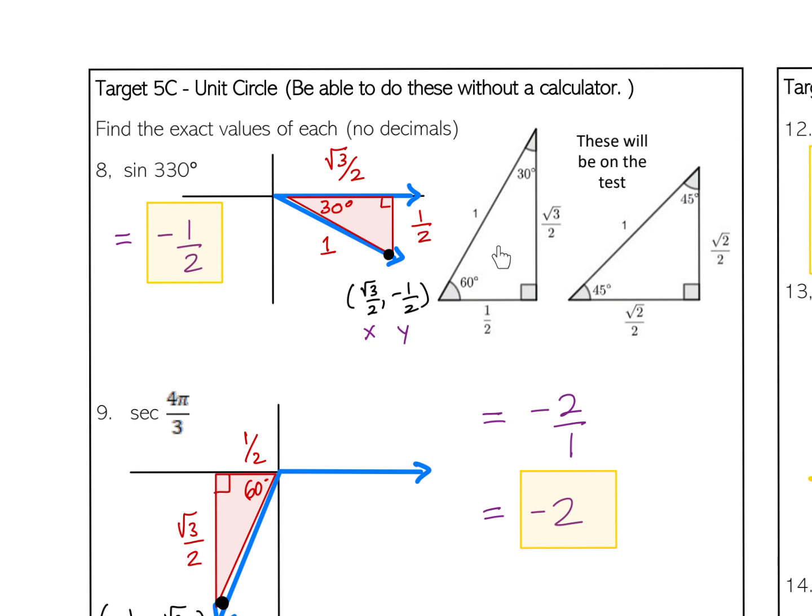So I'm using this triangle, and I'm filling in those values, the 1/2, the radical 3/2, paying attention to the fact that because the y value is going down, this is negative. And when I'm looking for sine, I'm looking for the y value. And so the answer here is -1/2.